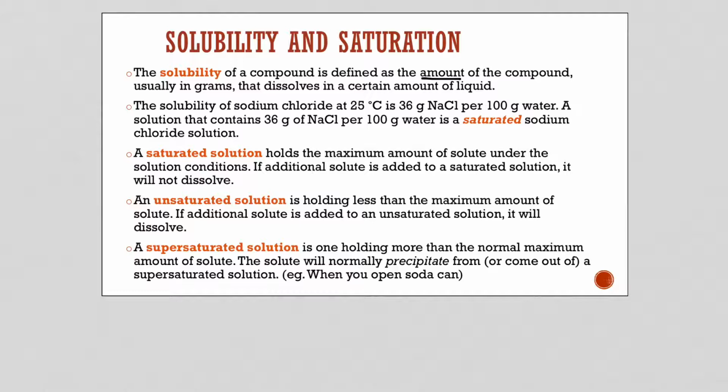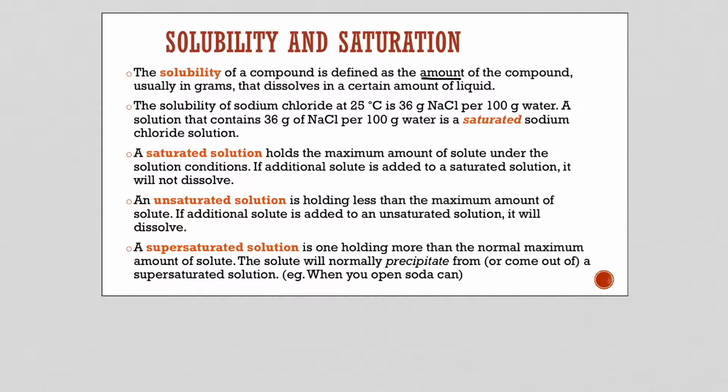Now, when we talk about solutions, we're going to talk about them in three different types, on a very qualitative level. We can have what we call a saturated solution, which simply means you've dissolved up to the solubility limit. So for sodium chloride, that would mean we would have dissolved 36 grams of sodium chloride in every 100 grams of water. So a saturated solution holds the maximum amount of solute under those conditions, and any additional solute that we add would not dissolve.